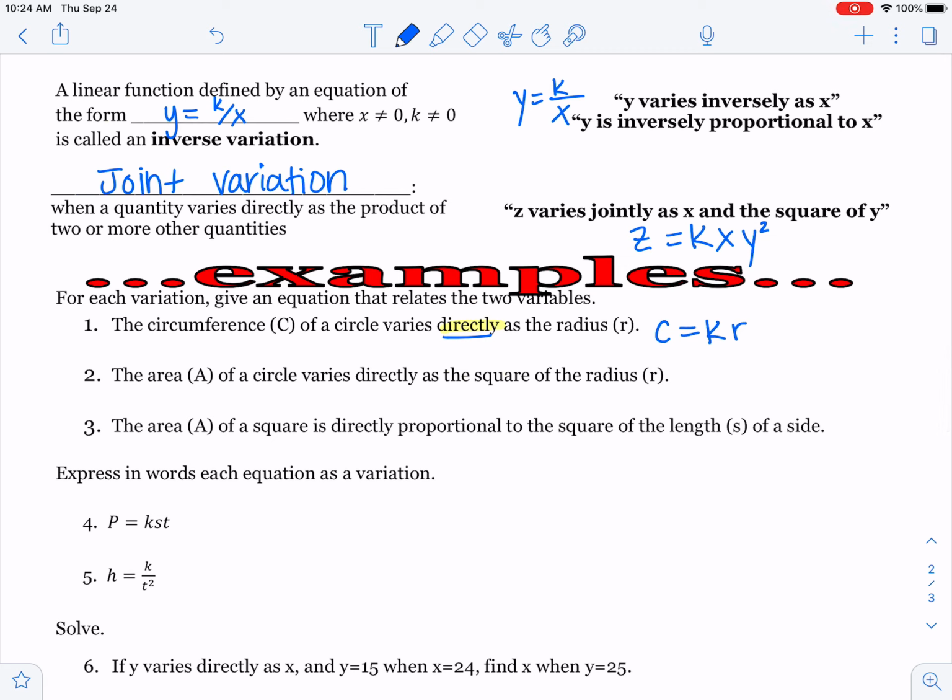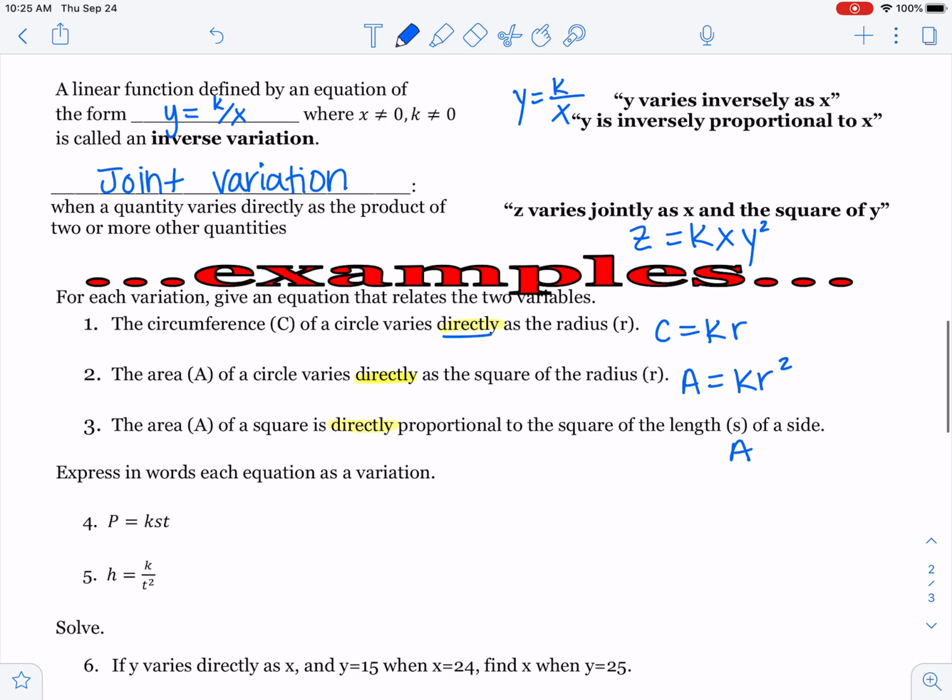Number 2, the area A of a circle varies directly as the square of the radius. So the area varies directly as the square of the radius this time. Number 3, the area A of a square is directly proportional to the square of the length of a side. So again, we're doing direct. A is directly proportional to the square of the length of the side.